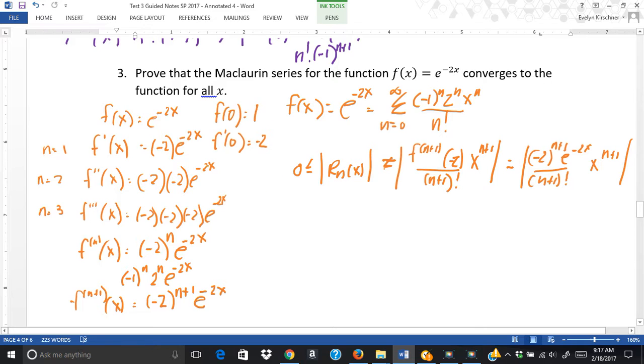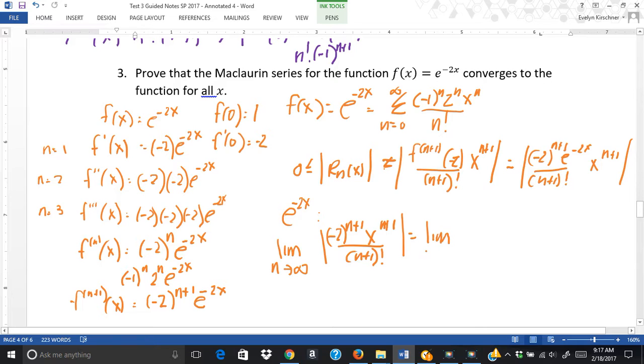So we're going to remove that e to the negative 2x because it doesn't have an n in it. So as n gets bigger, it's going to stay the same. It's not going to change anything. So I'm really just going to look at my limit as n goes to infinity of negative 2 to the n plus 1, x to the n plus 1 over n plus 1 factorial. And so again, I'm looking at my coefficient, so I'm going to look at the parts that have my n.